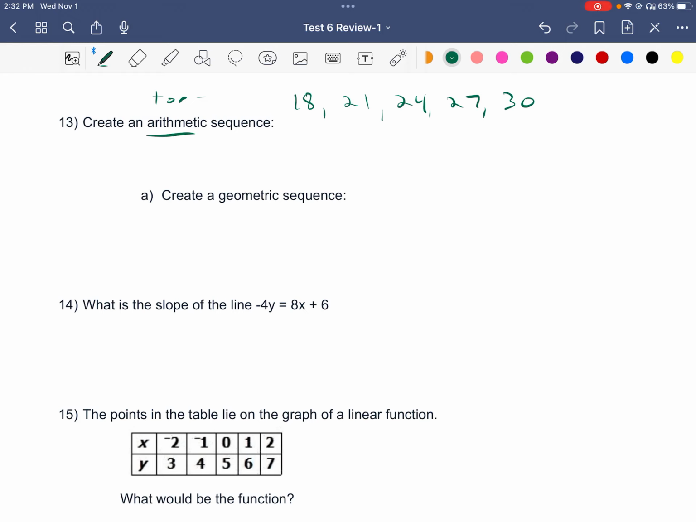You could have subtracted. You could start with, I don't know, like 20. Let's do minus 4. 16, 12, 8, 4, 0, negative 4, and so on.